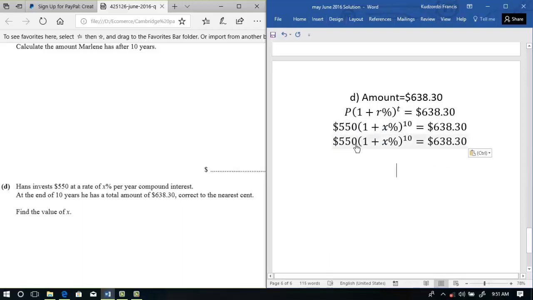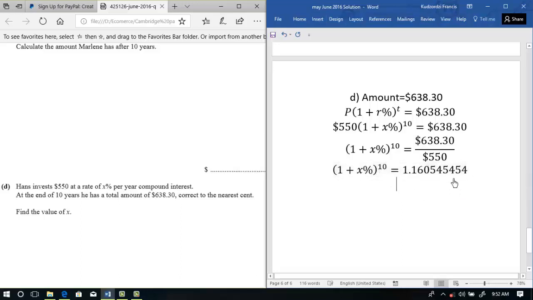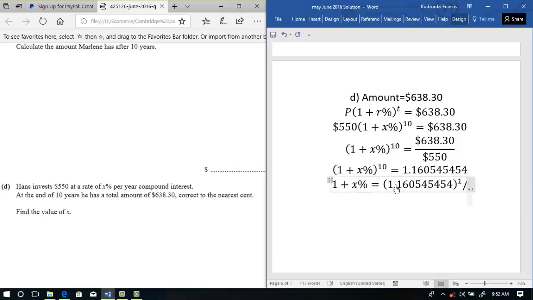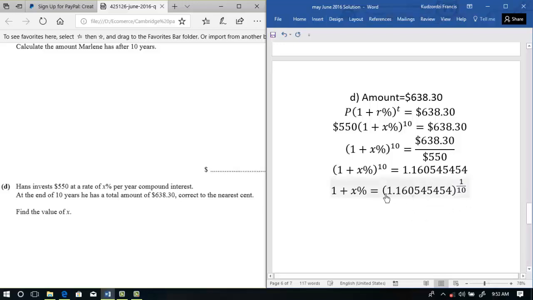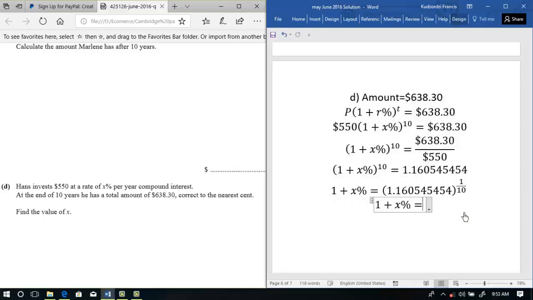Dividing through by $550, we get this, which will further give us this. Now we take the 10th root of this, since we are solving for x. Evaluate this with a calculator to obtain something like this.